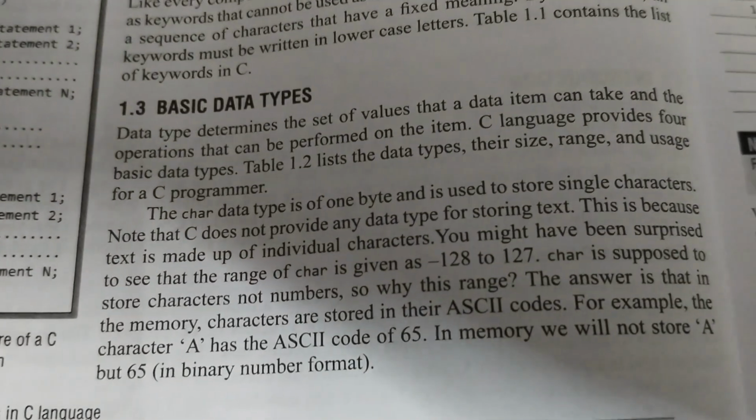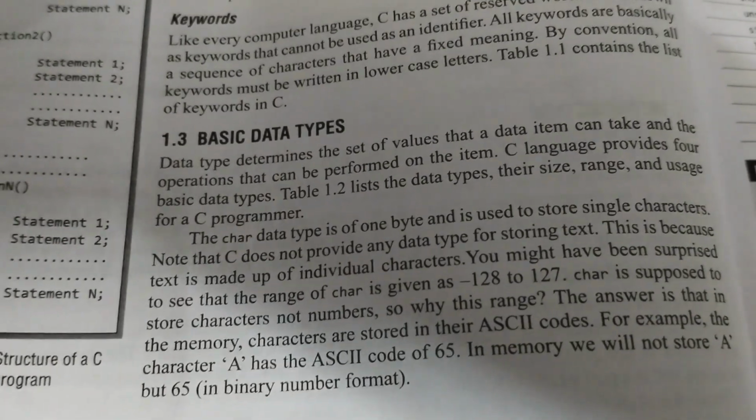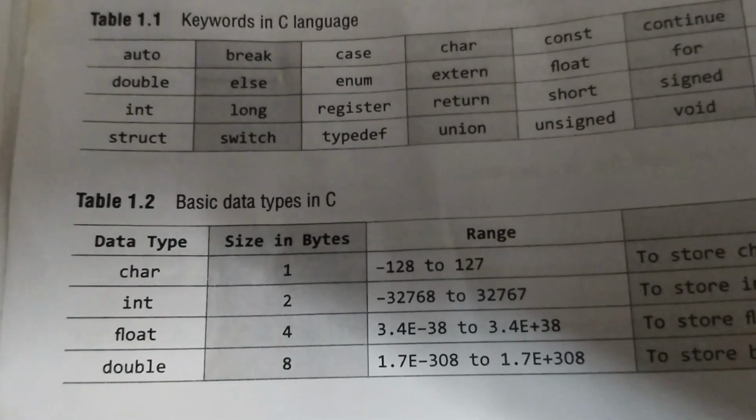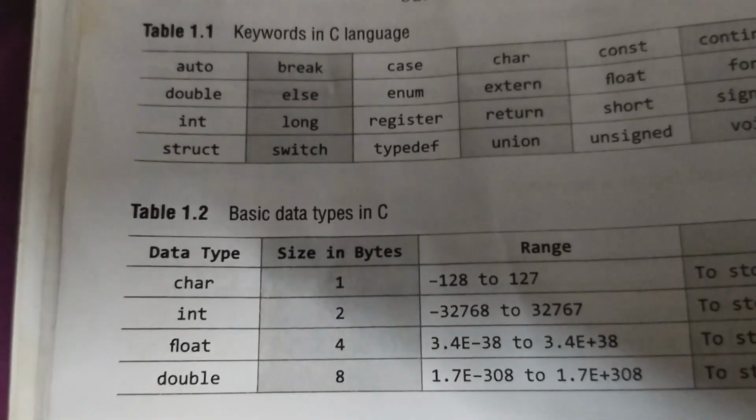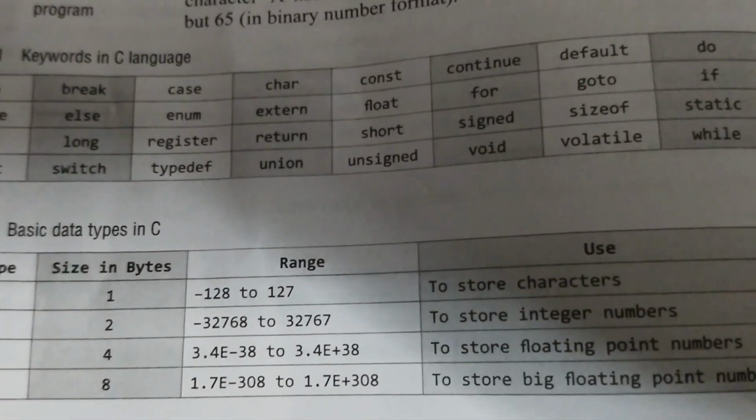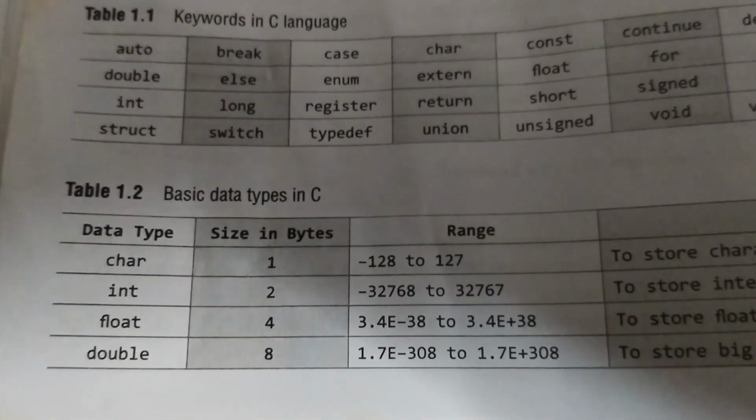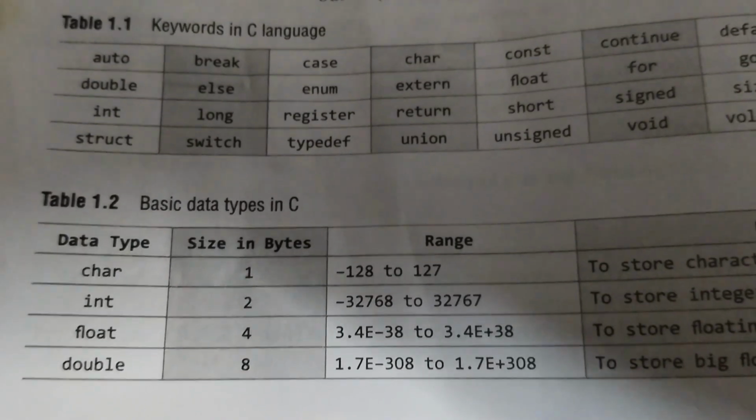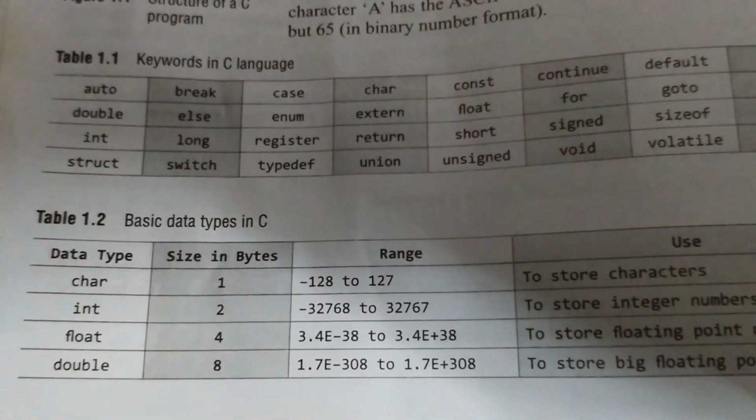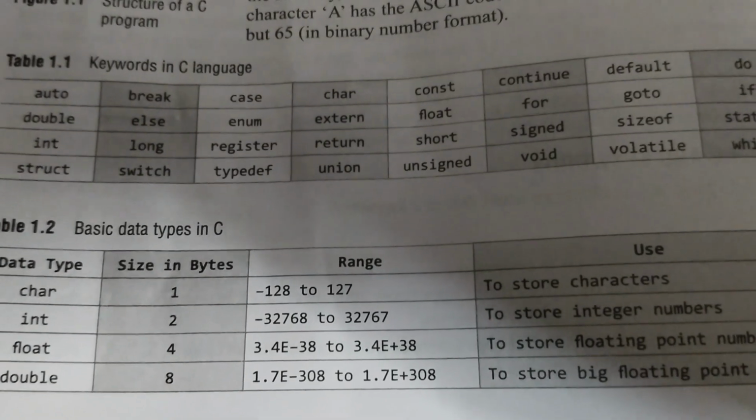Now we discuss basic data types in C language. Table 1.2 lists the data types, their sizes, range and usage for a C programmer. Char: number of bytes 1, range -128 to 127, to store characters. Int: 2 bytes, range -32768 to +32767, to store integer numbers. Float: 4 bytes, range 3.4e-38 to 3.4e+38, to store floating point numbers.